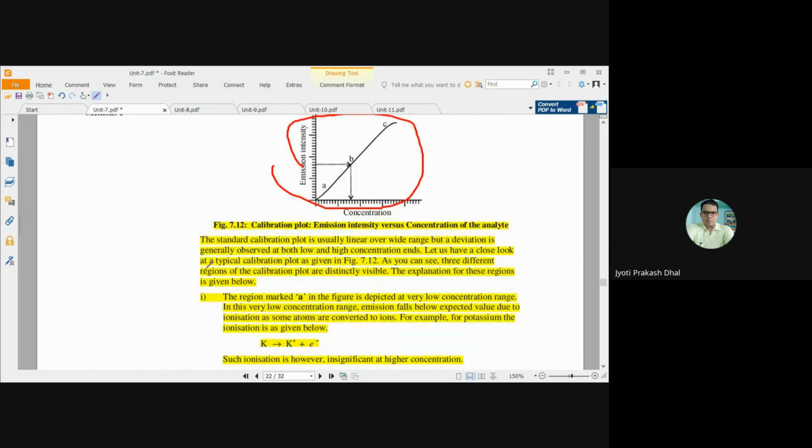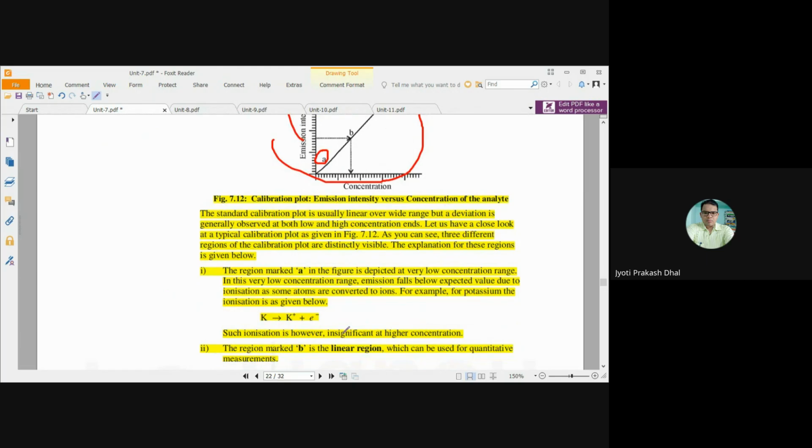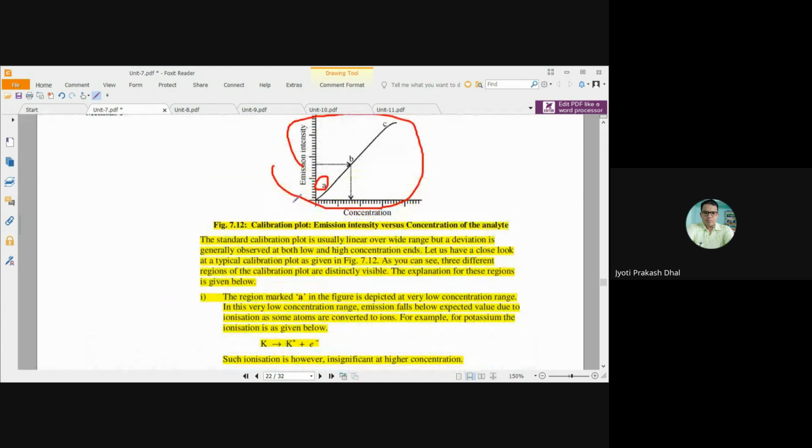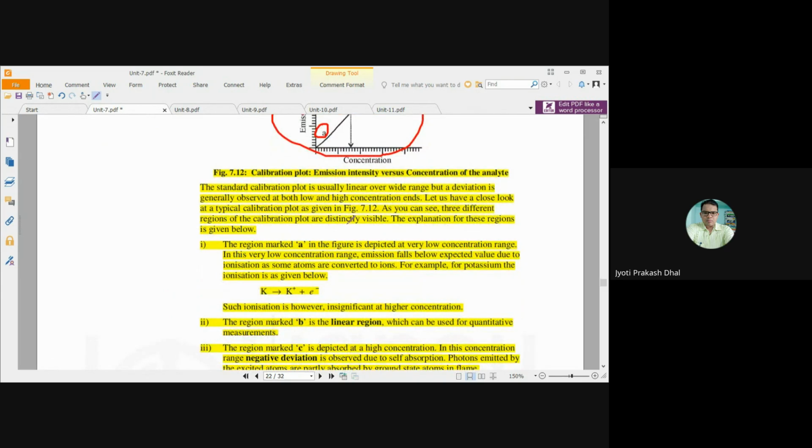The region marked A shows very low concentration. In this very low concentration range, emission falls below the expected value due to ionization, as some atoms are converted into ions. For example, potassium ionization: the potassium atom will be converted into a potassium ion, and such ionization is insignificant at higher concentration. And the region marked B is called the linear region, which can be used for quantitative measurement.